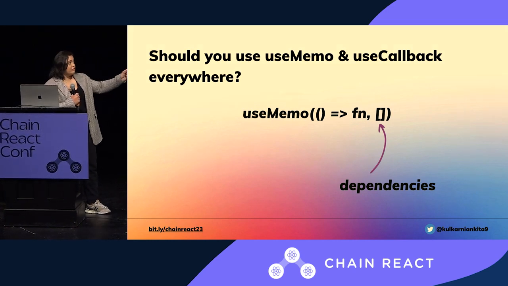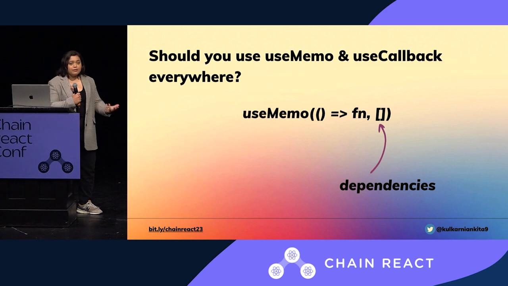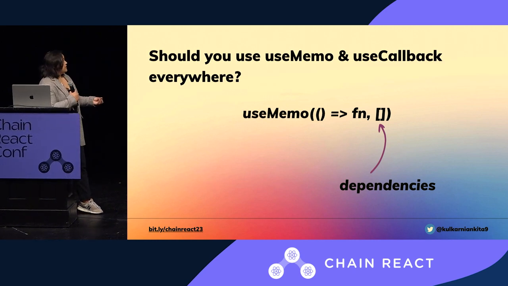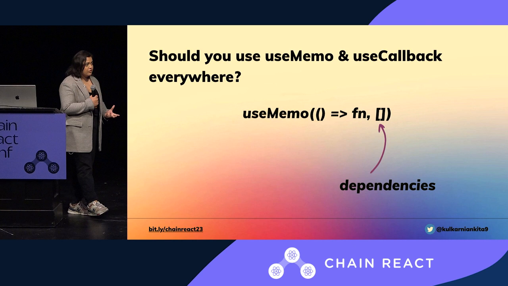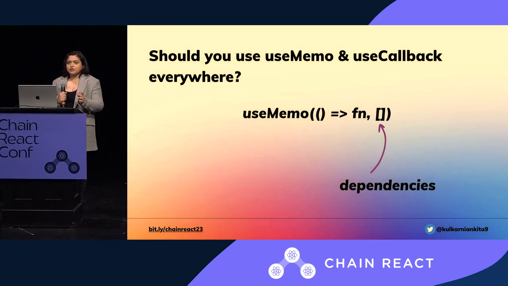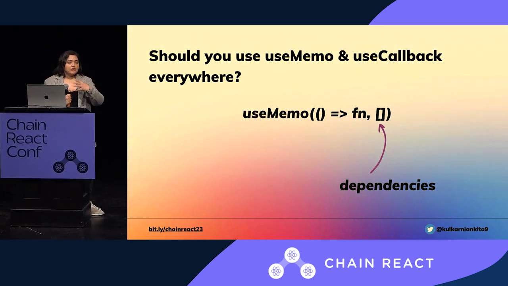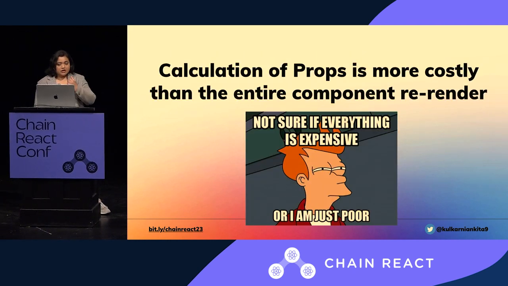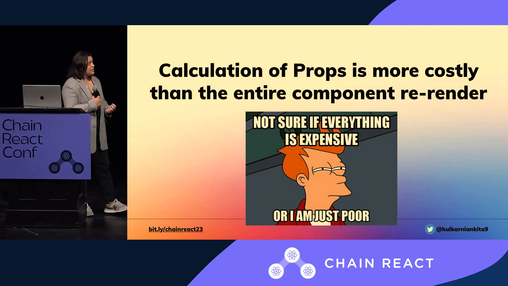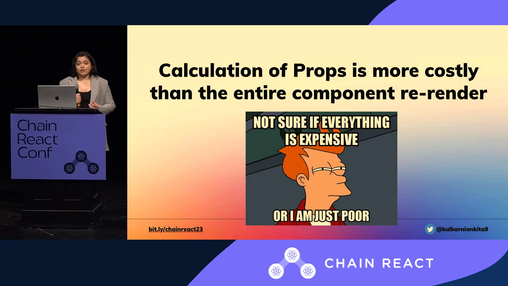Now, anytime we add a specific prop or a dependency, the specific function or list or component is going to re-render. So you need to be mindful of how many components you want to wrap in memo, because anytime you add a specific dependency there, you need to think of it as: do you want to purge the cache or not? The reason to think that way is because the calculation of props is more costly than the entire component re-render.